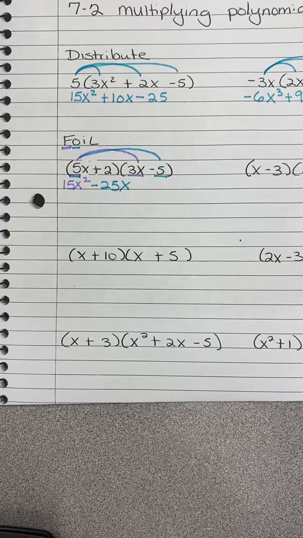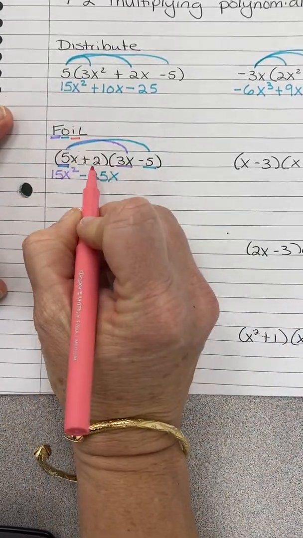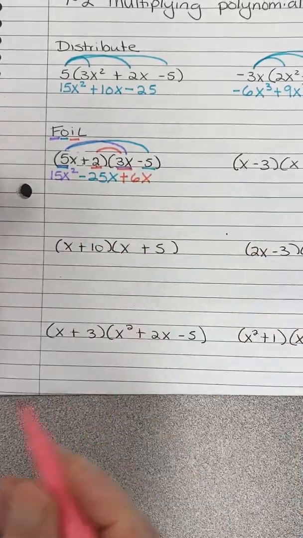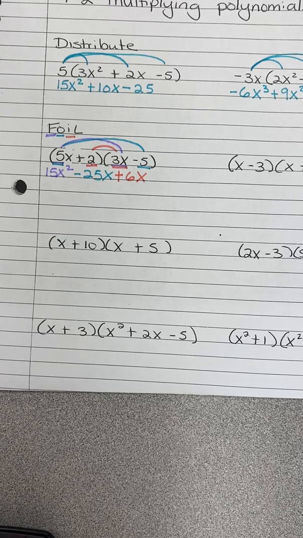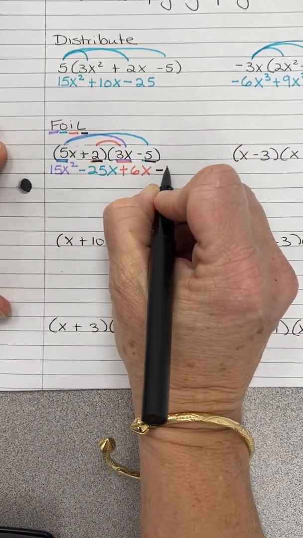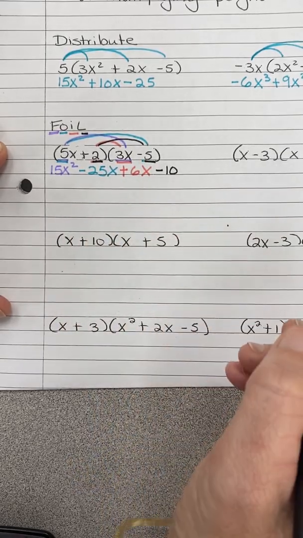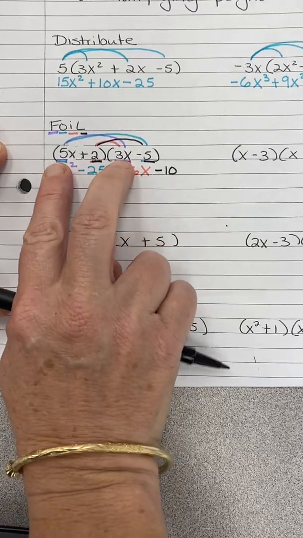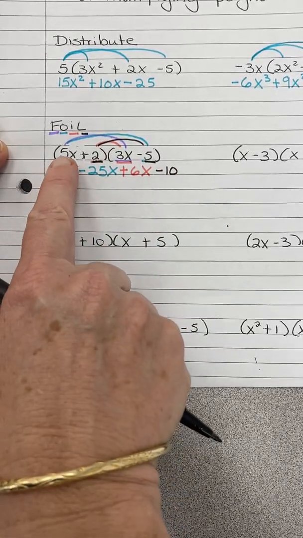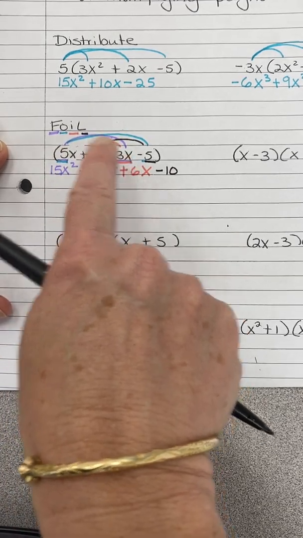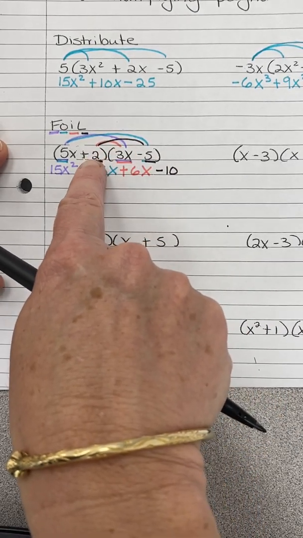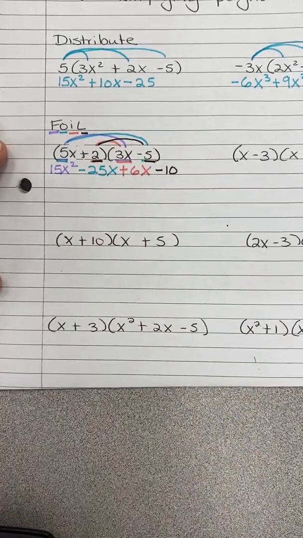The next letter, I, stands for inner. So these are both inner. 2 times 3 is 6, and then x. And then L stands for last. These are the back of each set of parentheses. 2 times negative 5 is negative 10. So once again, you can either look at it as doing FOIL, first, outer, inner, last, or you can just say to yourself, I'm taking this 5x and distributing it to the 3x, and then I'm taking the 5x and distributing it to the negative 5. I'm taking the 2 and distributing it to the 3x. I'm taking the 2 and distributing it to the negative 5. It doesn't really matter, we're going to get the same answer anyway.